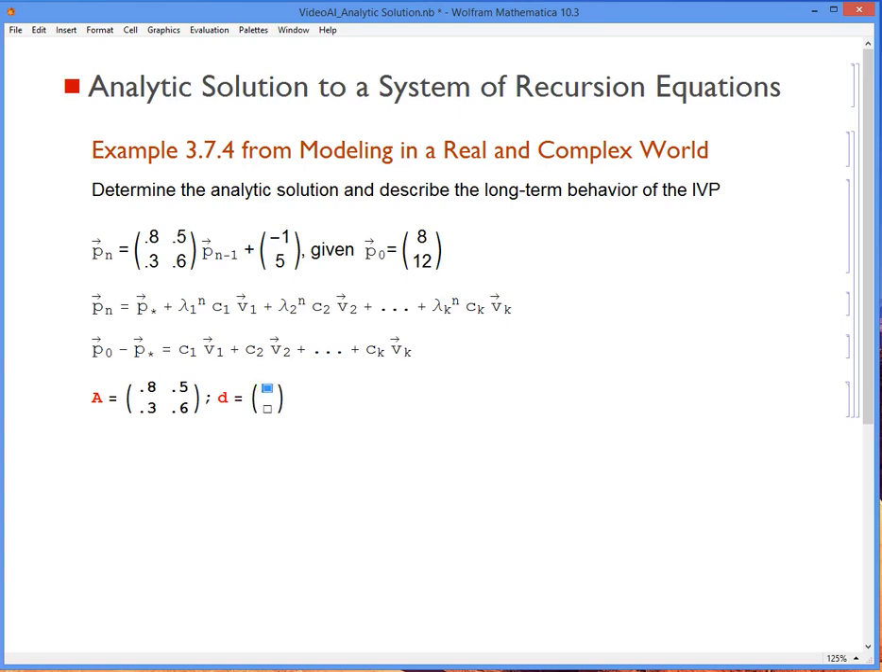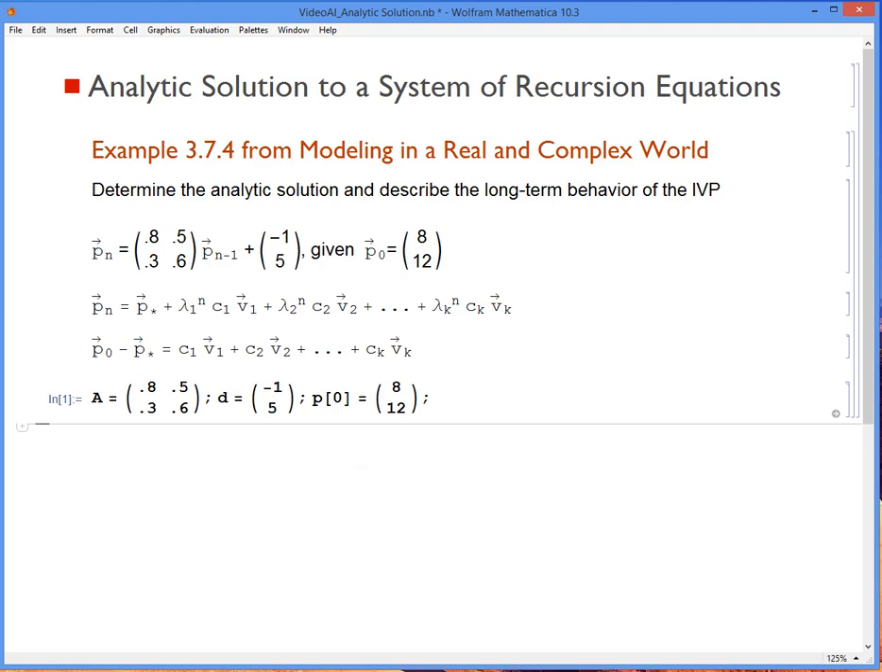My D vector, again using Control Enter, is -1 and 5. And I've got p naught, the initial condition, which is this vector 8 and 12. And now we're good, right? So we can evaluate this, and my variables turn from red to black. Yours turn from blue to black, which means you've assigned a value to them.